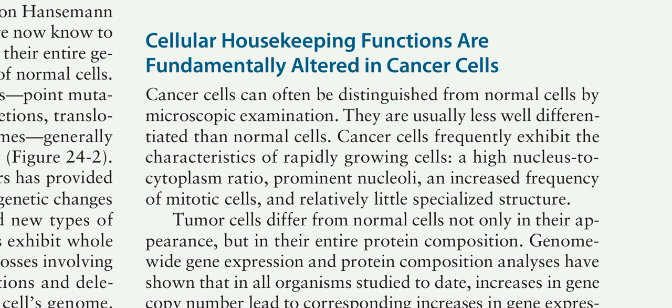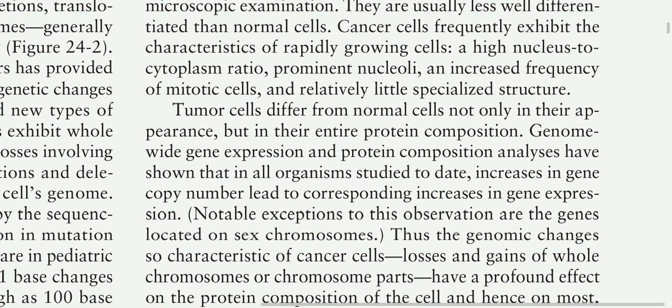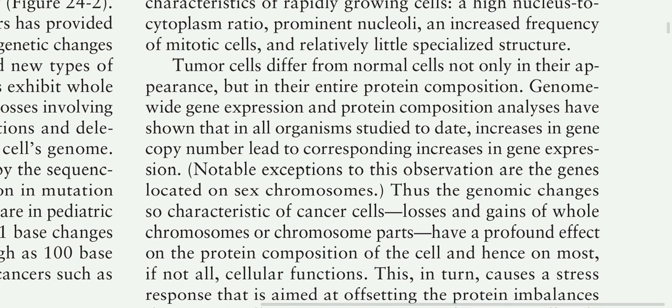Cancer cells can often be distinguished from normal cells by microscopic examination. They are usually less well differentiated than normal cells, and cancer cells frequently exhibit the characteristics of rapidly growing cells: a high nucleus to cytoplasm ratio, prominent nucleoli, an increased frequency of mitotic cells, and relatively little specialized structure. Tumor cells differ from normal cells not only in their appearance but in their entire protein composition.